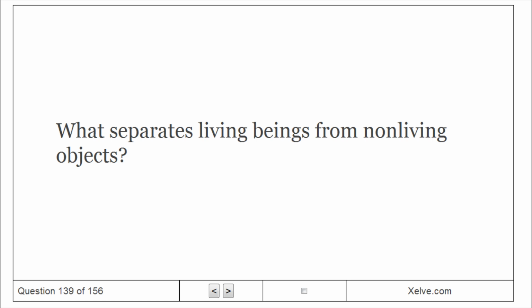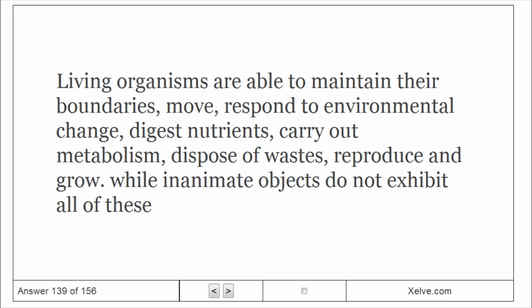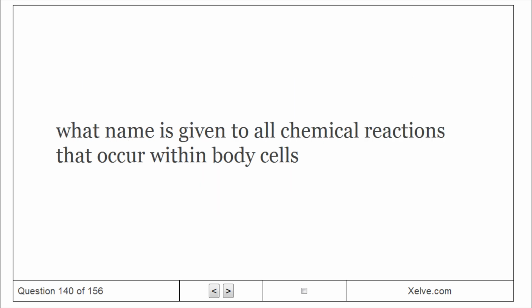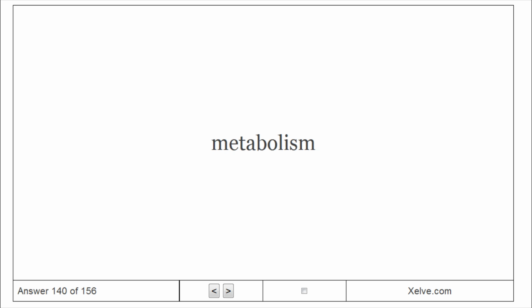What separates living beings from non-living objects? Living organisms are able to maintain their boundaries, move, respond to environmental change, digest nutrients, carry out metabolism, dispose of wastes, reproduce and grow, while inanimate objects do not exhibit all of these. What name is given to all chemical reactions that occur within body cells? Metabolism.